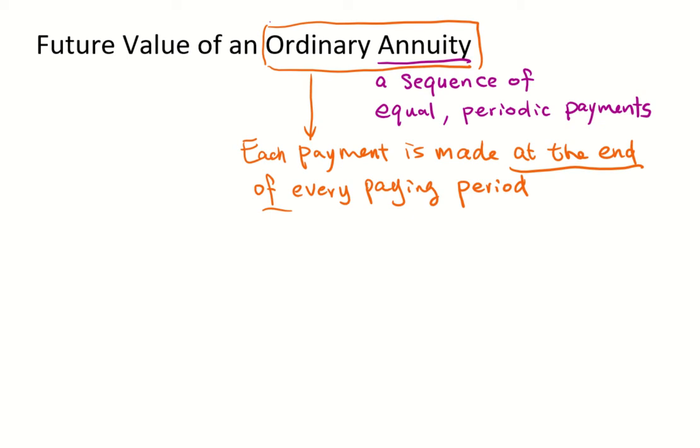Finding the future value of an ordinary annuity is to calculate how much a sequence of equal periodic payments is worth after a period of time.